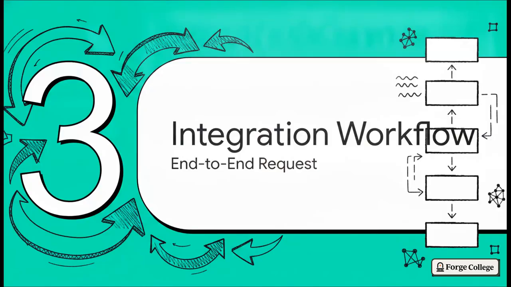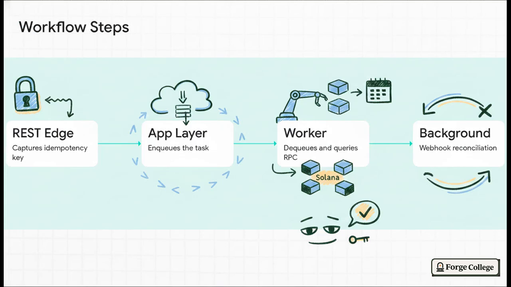That brings us to part 3, the integration workflow. Let's see how a request actually moves through all this. So, how do these layers talk without dropping the ball? Step 1, the REST edge captures that idempotency key we just talked about. Step 2, the app layer immediately enqueues the task into a durable store. Step 3, the worker dequeues it and queries the Solana RPC. And finally, step 4, we perform our background webhook reconciliation.